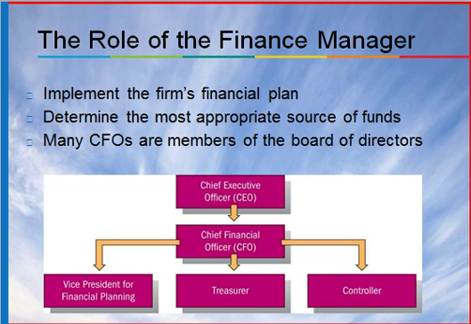The controller, the last one we're going to look at on this chart, is the chief accounting manager. The controller's functions include keeping the company's books, preparing financial statements, and conducting internal audits.